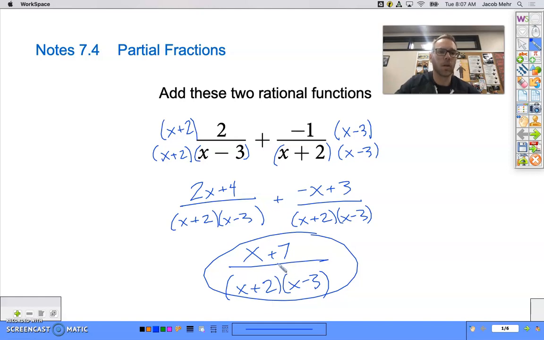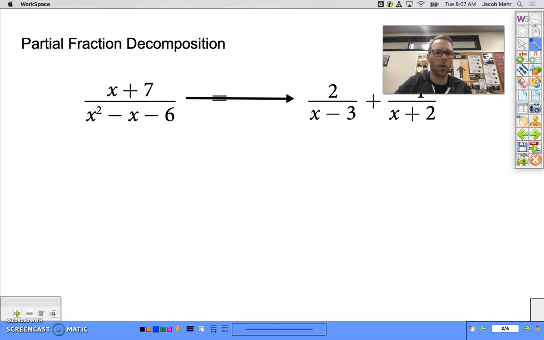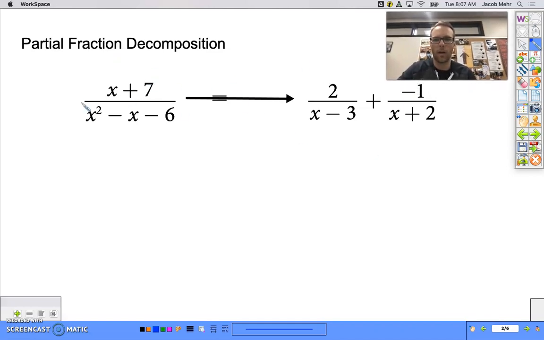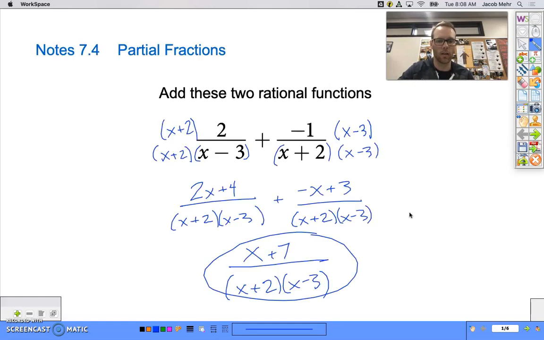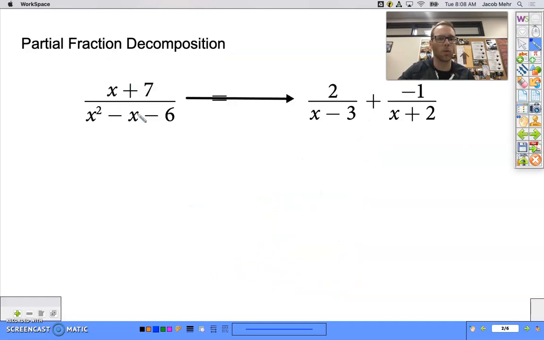x plus 2 times x minus 3. What we're going to be doing with partial fraction decomposition is we're actually going to be going backwards. Okay? We're going to start with a fraction like this, x plus 7 over x squared minus x minus 6, okay? Which, take a look at that. If I multiply that out, this is the same one we just did. And let's get back to splitting it up, decomposing it. That means we're going to break it down into different parts here, and we prefer if the denominators are just these linear factors. So how do we do that?